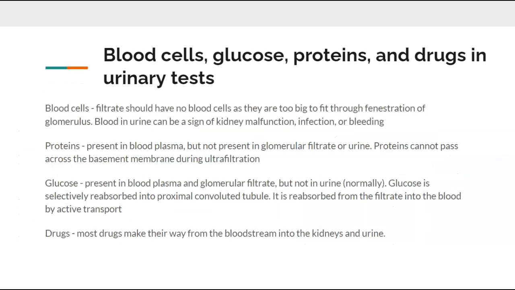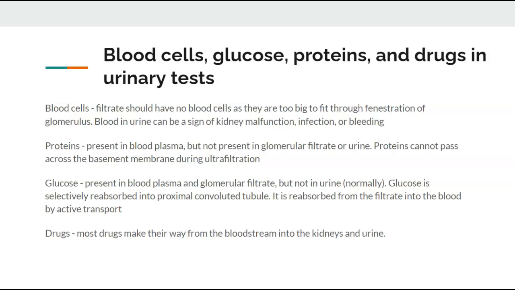Okay, so just in general, what do these four items, in relation to your blood and your urine, how does this all work? So blood cells, filtrate should have no blood cells, none, zero. You do not want bloody urine. Bad news, terrible. If this happens, call the hospital. If you have blood in your urine, it's a sign of kidney malfunction or infection. It's not good. If your body can't filtrate properly, that's a lot of things that are going to go wrong because your body needs to reabsorb and secrete all of these things we've been talking about.